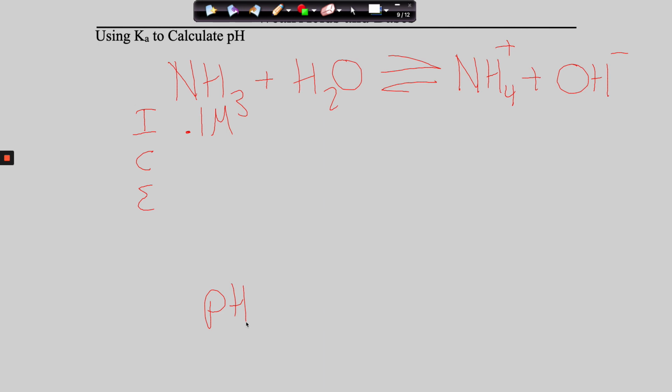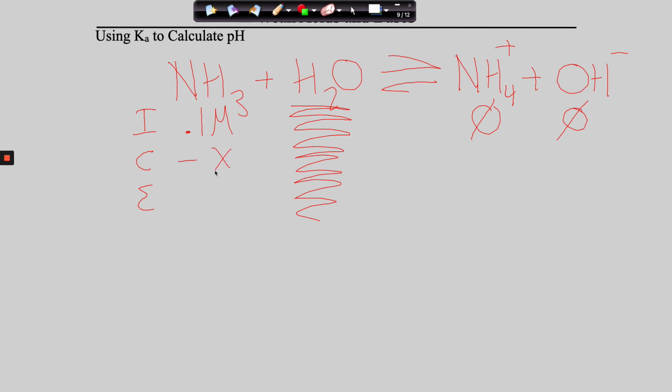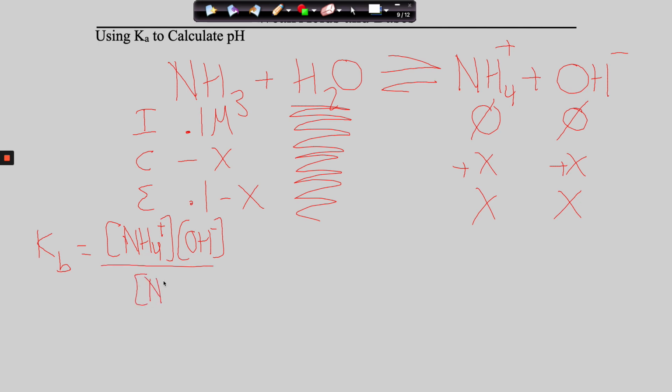This is the process. First of all, put a squiggle underneath the water. You don't need it. It doesn't have a molarity. Then this is 0, and this is 0. I'm going to get rid of this down here. Then you go minus X, plus X, plus X, and then this is 0.1 minus X, and this is X, and this is X. Is that okay? Then you're going to go Kb is equal to NH4 plus times OH minus, over the concentration of NH3.